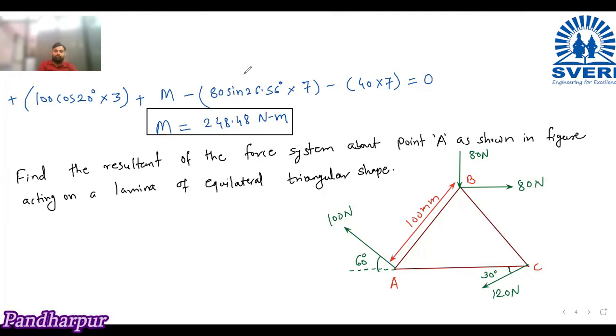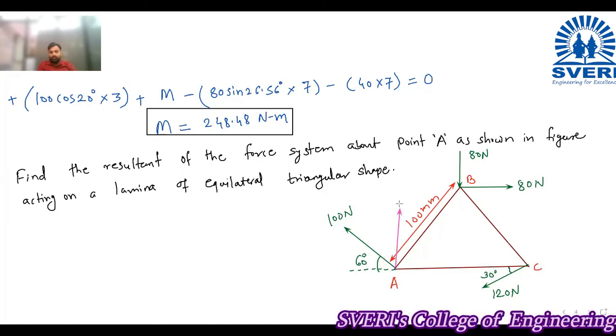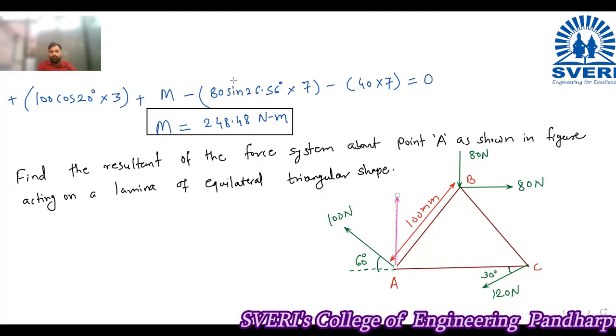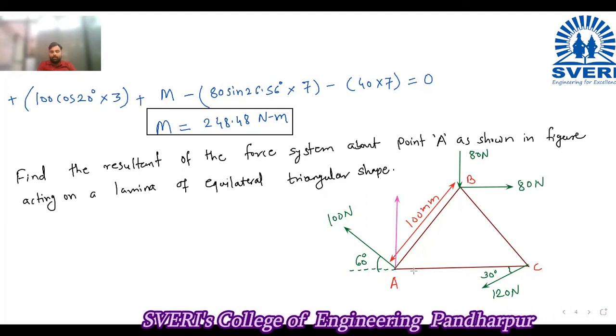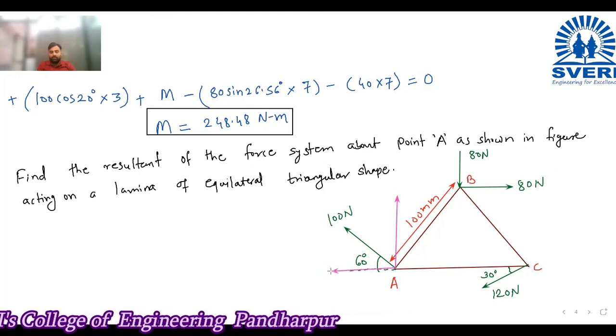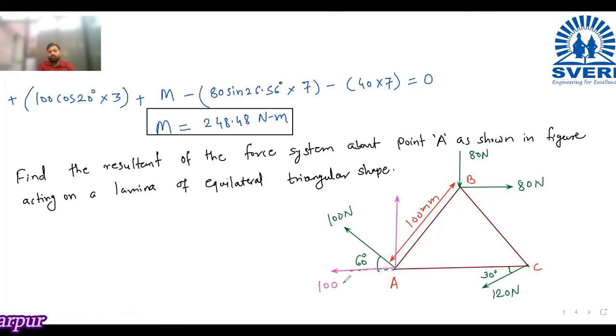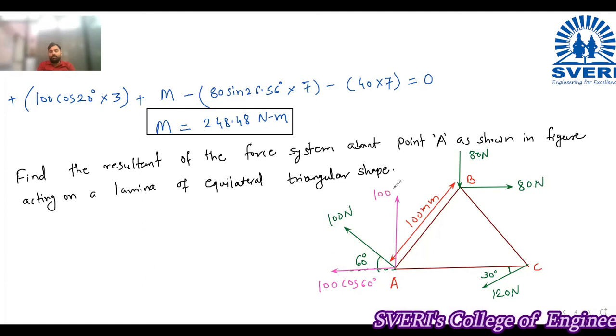Okay, so first thing is we will resolve our forces. For the resolution now, this 100 Newton force has one component parallel to y and another parallel to x. These are the two components. So here this is what, 100 cos or sine? Cos. This is 100 cos 60. This is 100 sine 60.